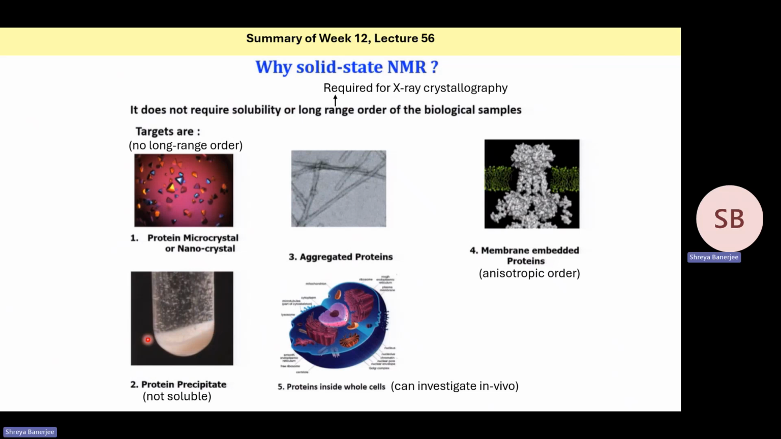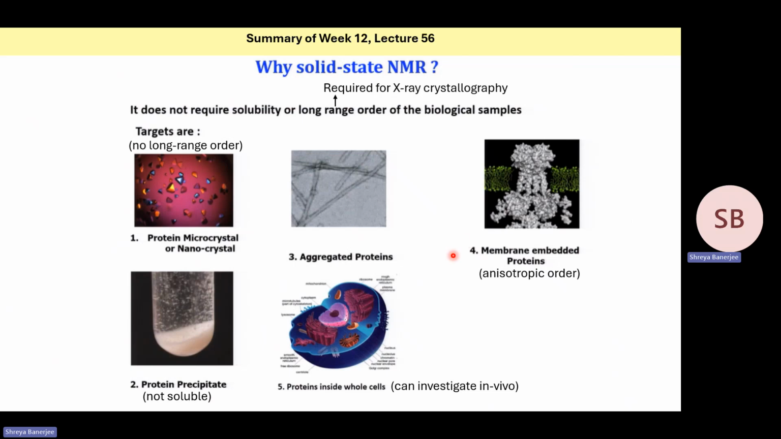Then you can have a protein precipitate which is not dissolving in any solvent. Then again, solid state NMR comes into play because you cannot do liquid state NMR if it is not dissolving in any solvent. Then you can have aggregated proteins. Aggregated proteins, again, will not be soluble in any solvent.